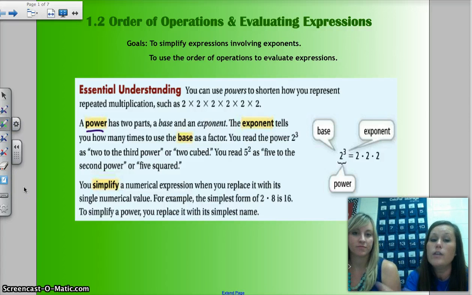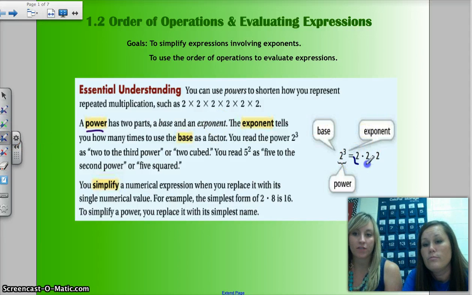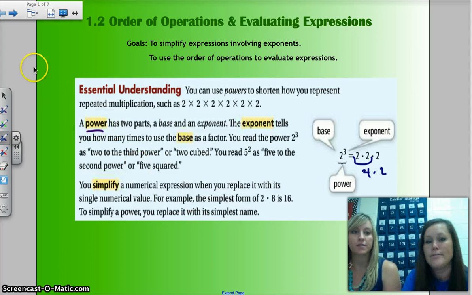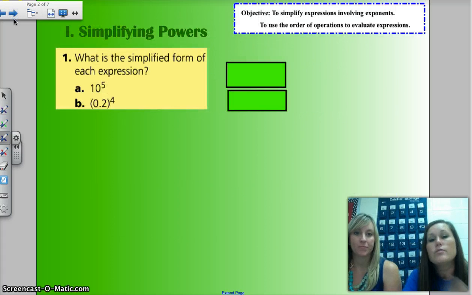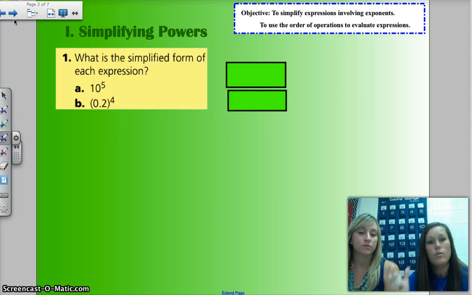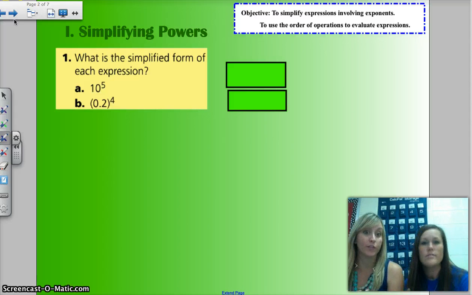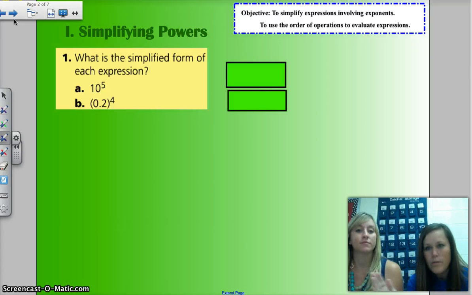Now, to simplify it, you simply do the math. Remember, you just break it down. If you don't have the calculator, 2 times 2 is 4, and then times 2 again. So 2 to the third power is 8. All right, so let's simplify powers. Now we're going to ask you guys to show your work. Showing your work means you're going to show me, meaning Witterson, all of the math steps that you have to do.